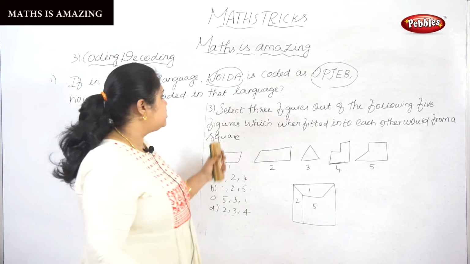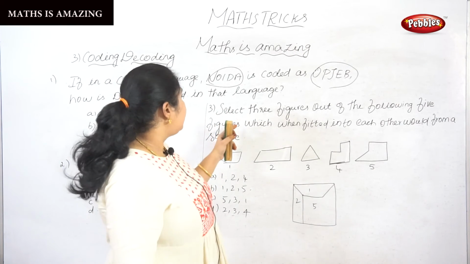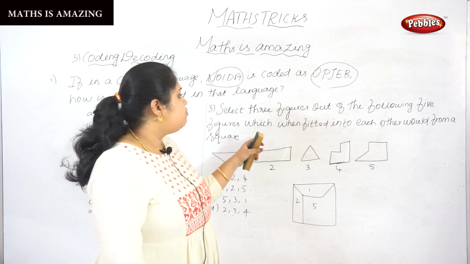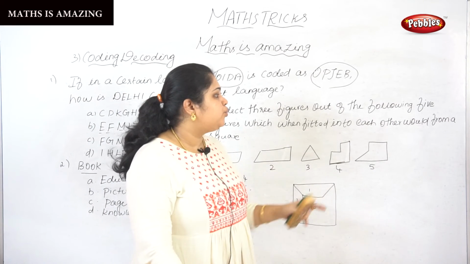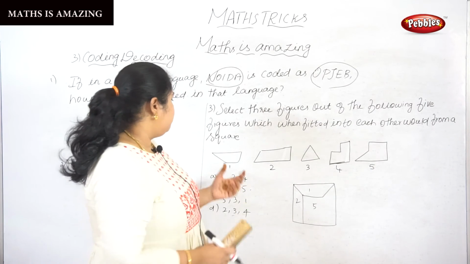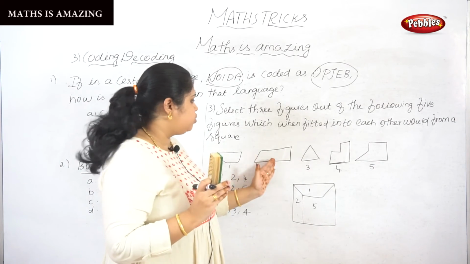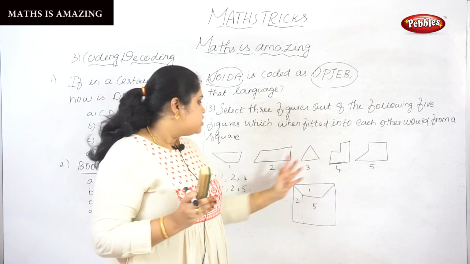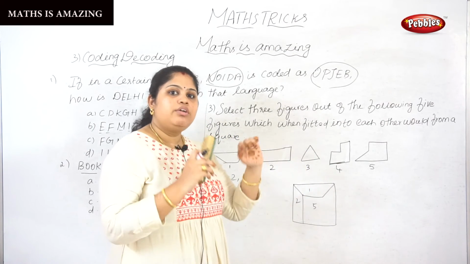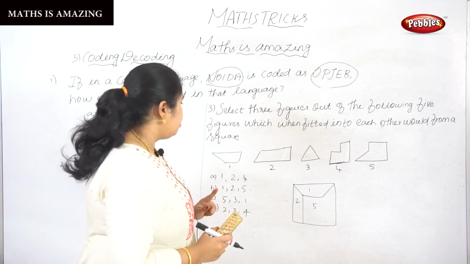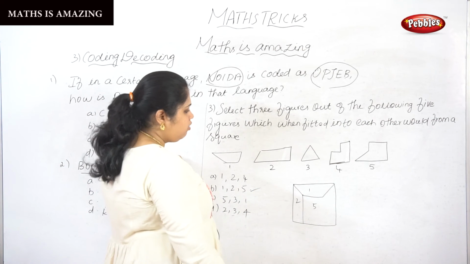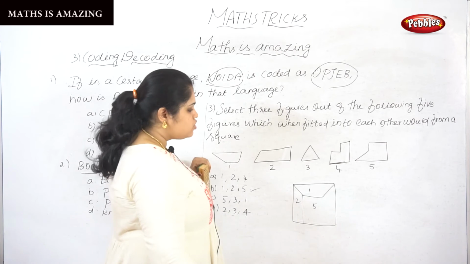So next, the third one, see here, listen carefully. Select 3 figures out of the following 5 figures which, when fitted into each other, would form a square. Okay, so this is part 1, this is 2, this is 3, this is 4, and this is 5. If you arrange any 3 images, we want to form a square. So if I take 1, 2, 5, then I form a square.